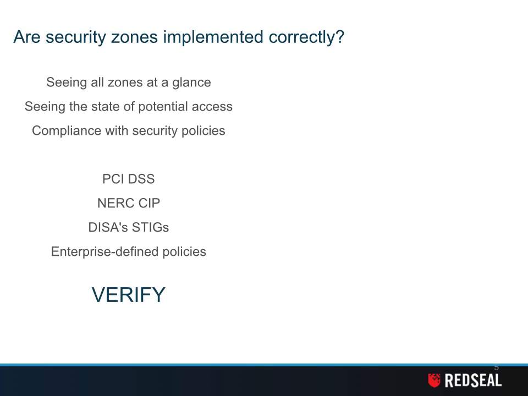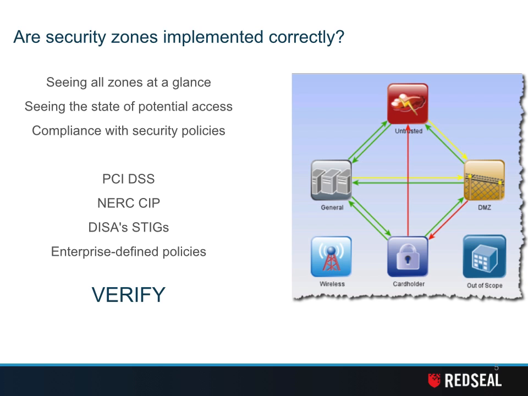Beyond this, you want to know that your security zones are implemented correctly, whether they are PCI DSS requirements or NERC CIP or STIGs requirements, or if you have your own internal zoning standards that you want to make sure are defended by the implementation of your network, and to know consistently and constantly whether or not your policies are enforced across your entire network.